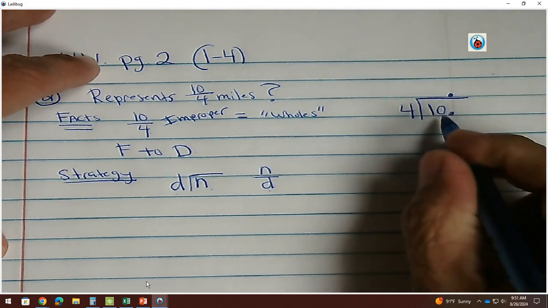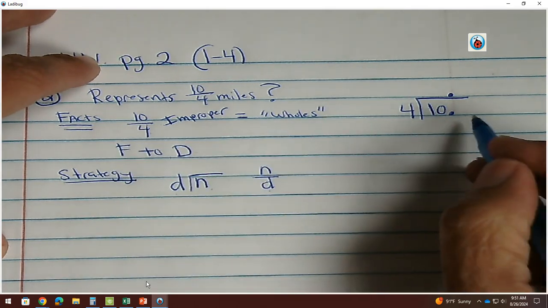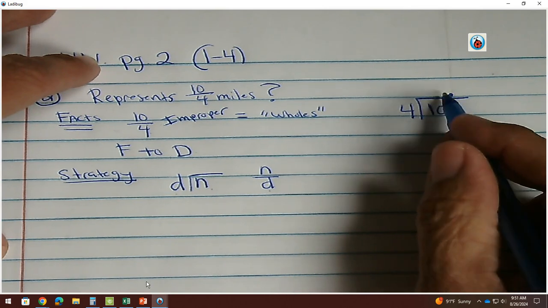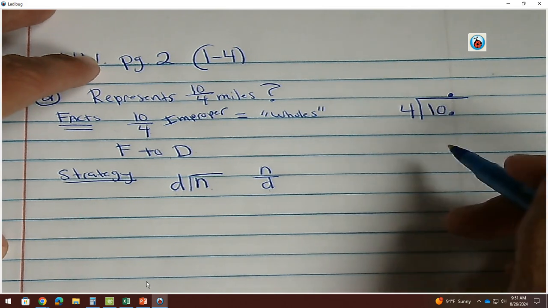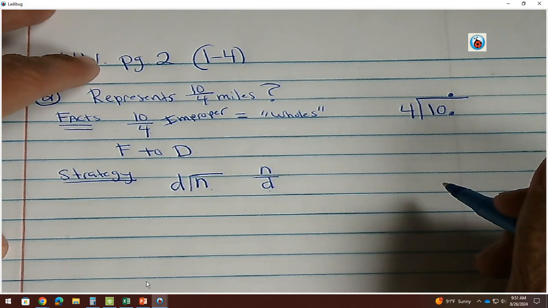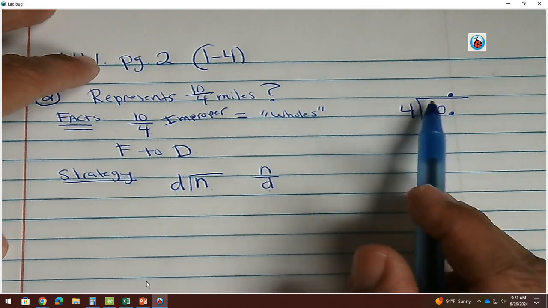If there are no decimals inside or outside, which there shouldn't be because it's a fraction, I will quickly put the decimal on the outer right side. But I want to tell you what happens to the kids that do not follow that, and you'll mess up, guys. Okay? Anyway, we now have 10 divided by 4.